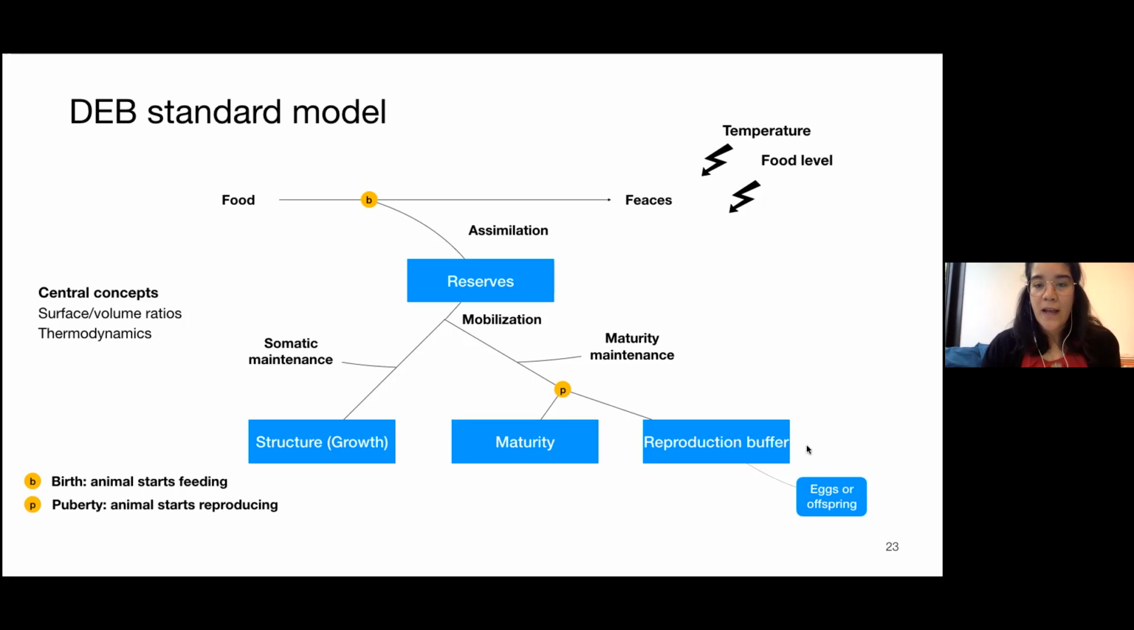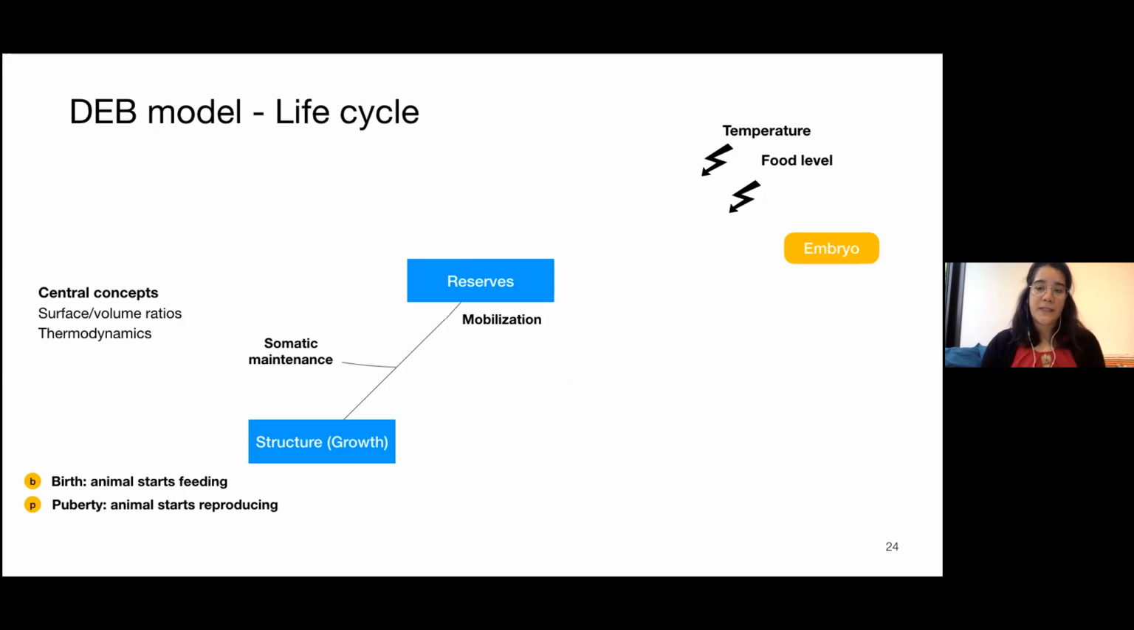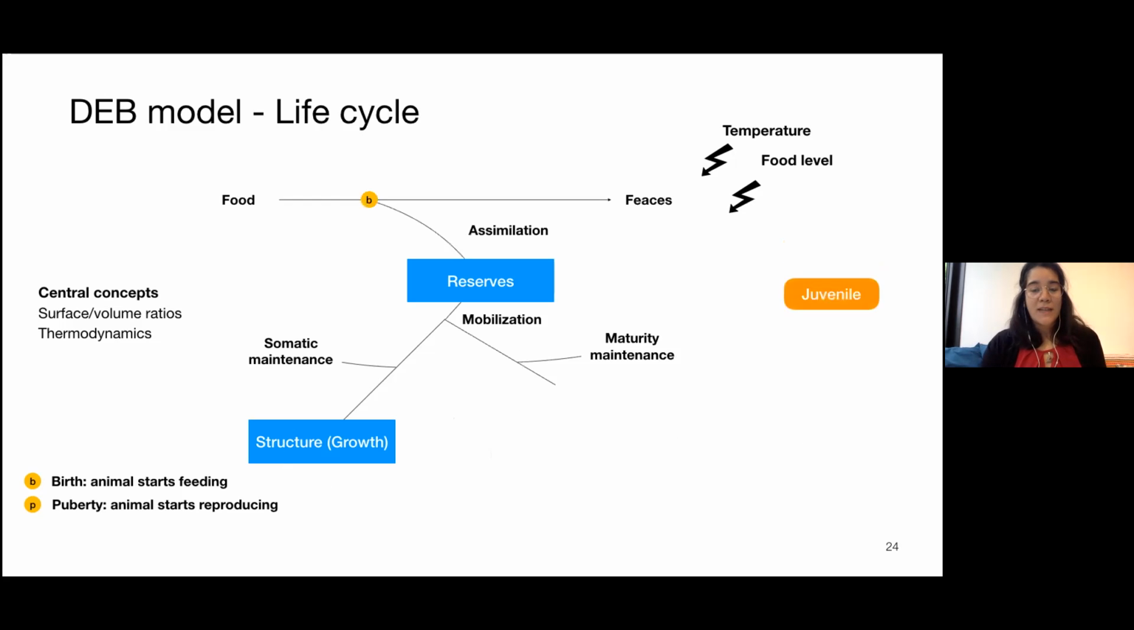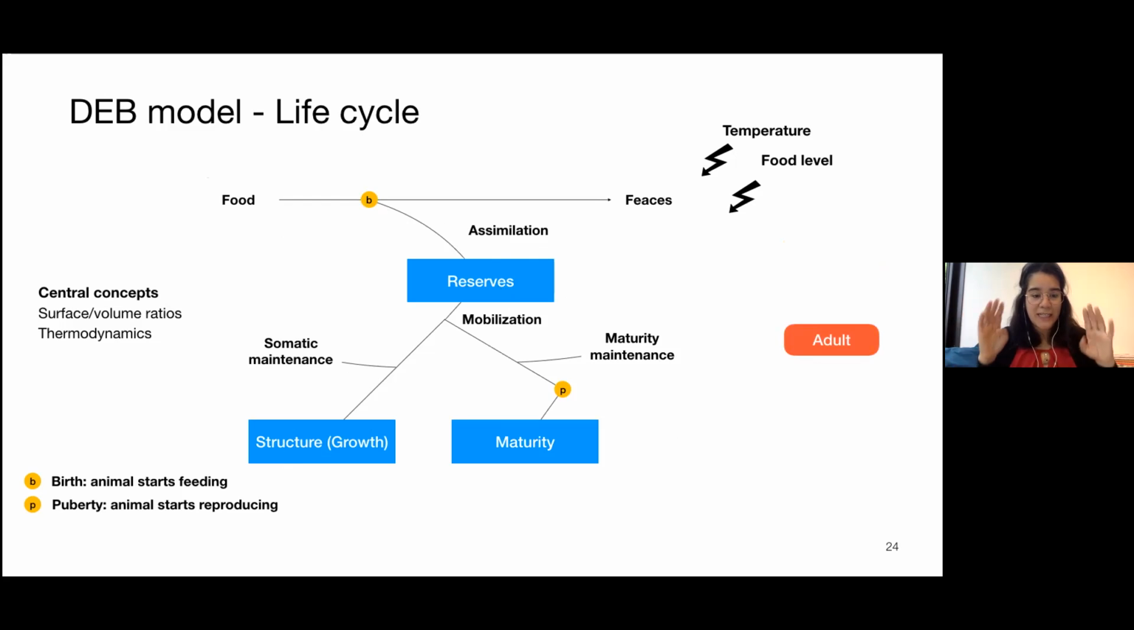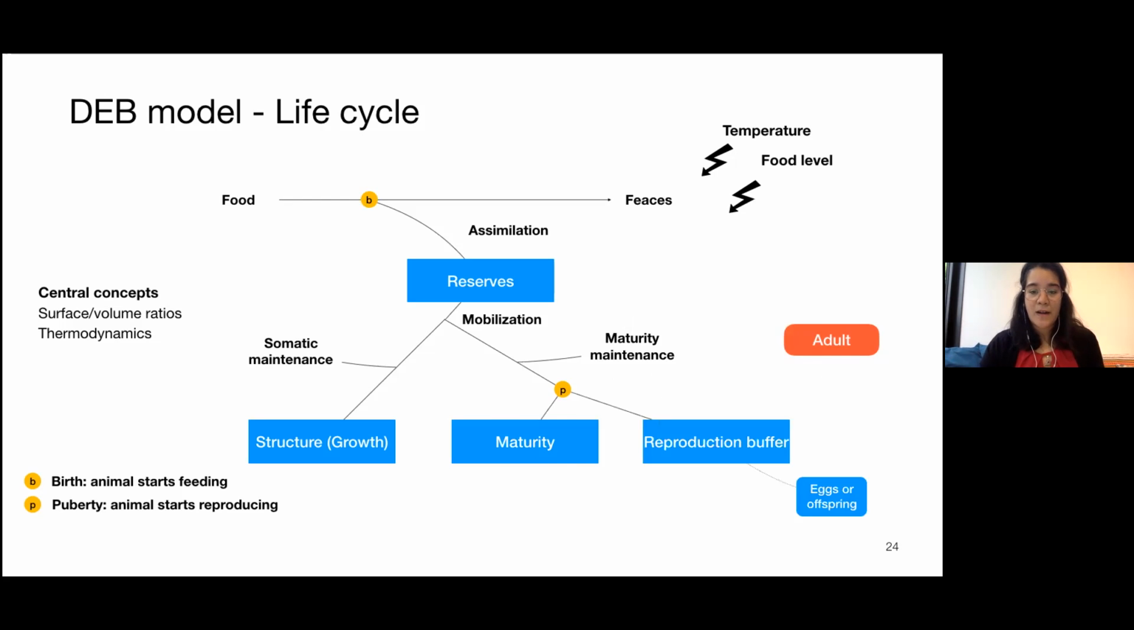And what is nice is that we can study how this energy is attributed to different processes along the life cycle. So for instance, an embryo that does not feed has reserves that are mobilized for growing and to feed somatic maintenance and the structure. So the animal starts growing. Once they start feeding, we have an extra energy input that has to be assimilated, that goes to reserves, and then it can be mobilized for growth and maintenance. And then another part starts feeding the maturity. Once it reaches puberty and maturity is completely filled, we have an adult individual that starts allocating what was before for maturity to a reproduction buffer. So it's like a box that once filled is emptied, and it's emptied in the form of eggs or offspring.